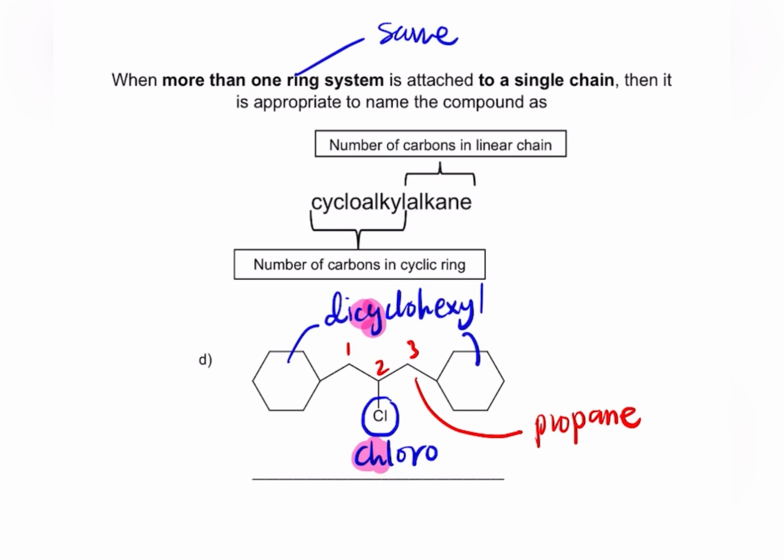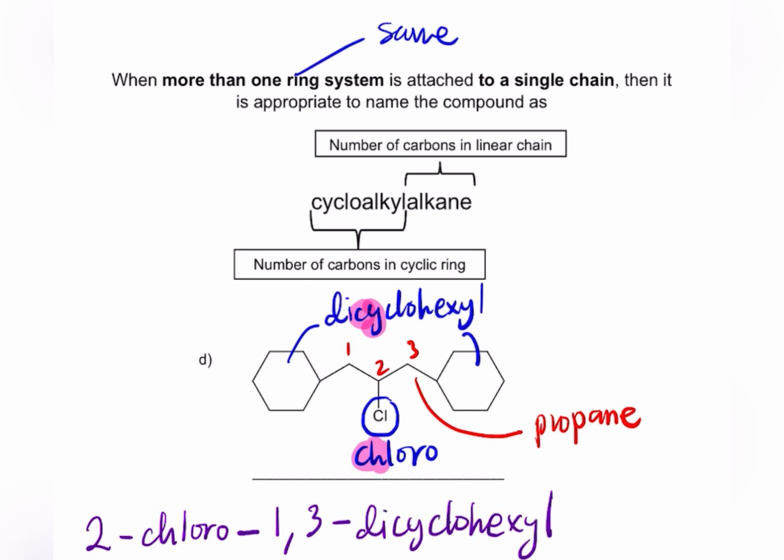So my full name will be chloro at the second carbon. So start with 2-chloro. And next, I got 2 ring systems at carbon number 1 and number 3. So 1,3-dicyclohexyl, and my parent name is propane. So this is how you give the full name for this example D.